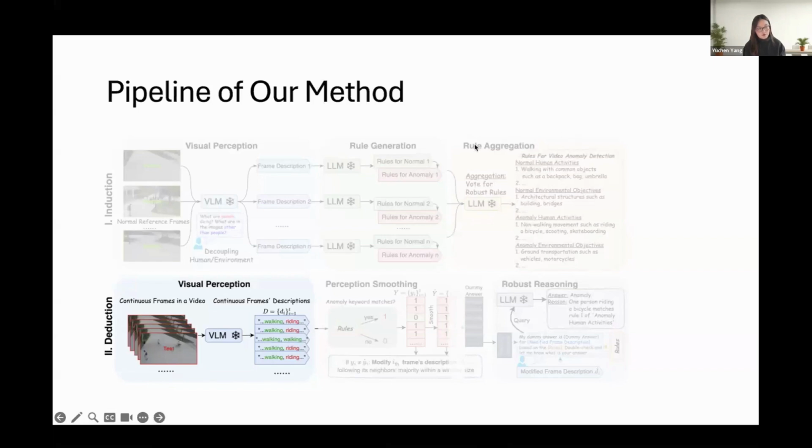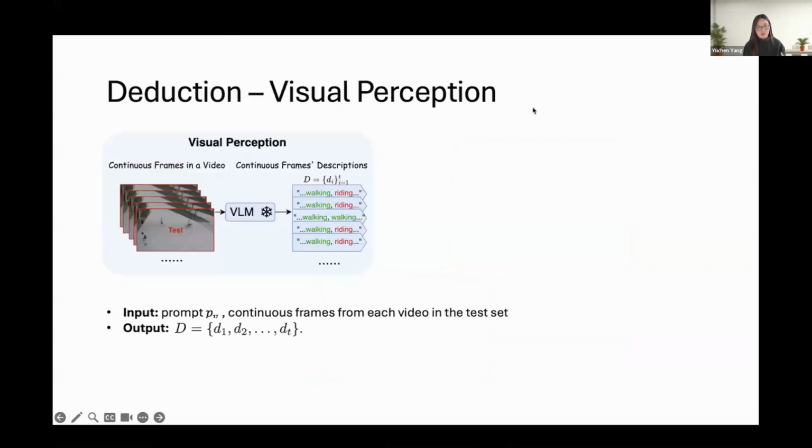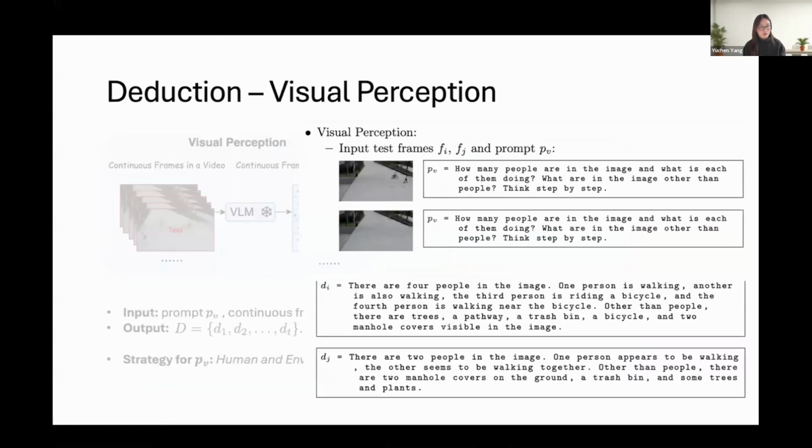The first module of the deduction is also the visual perception, and it is exactly the same as in the induction stage. The only difference is the input is continuous frames from each video in the test sets. So this set will contain both normal frames and anomaly frames in a sequence. Here is an example of two test frames. The first one is an abnormal frame, and the second one is a normal frame.